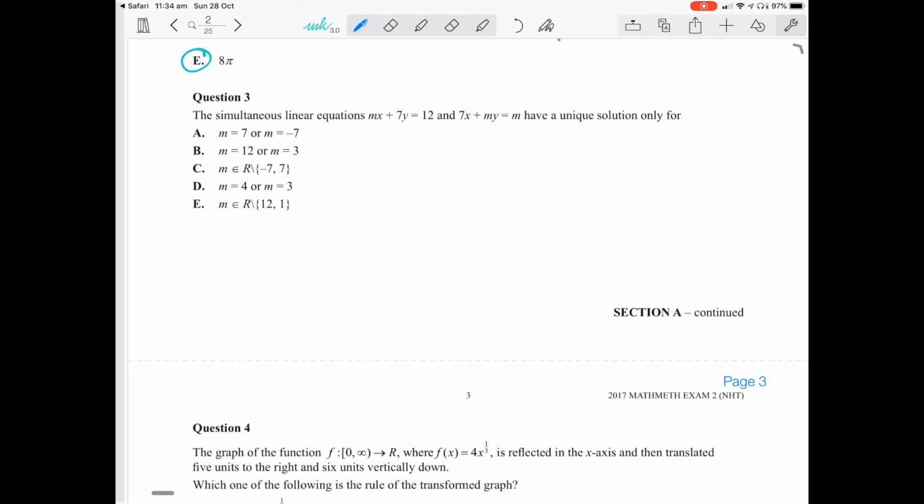So we want them to have a different gradient. So I'm going to rearrange this one. Y is negative mx on 7 plus 12. Rearrange this one. Y is equal to negative 7x on m plus 1. Okay, so we've got our gradient. Negative m on 7 is equal to negative 7 on m.